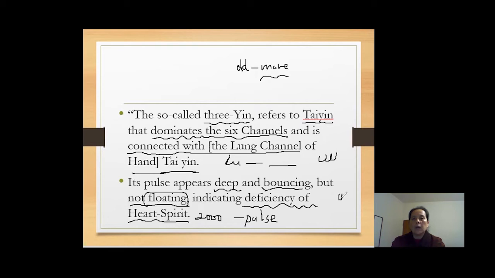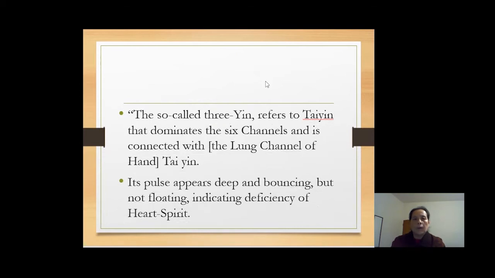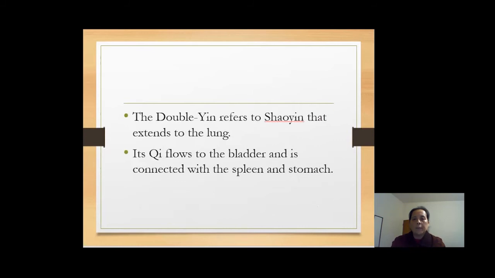Generally speaking, the upper jaw pulse should be a little bit floaty, while the lower jaw pulse, like the kidney pulse, should normally be deeper. But because it is not floating, that means not enough qi to make it float. It's a kind of qi deficiency situation. So that's three yin.